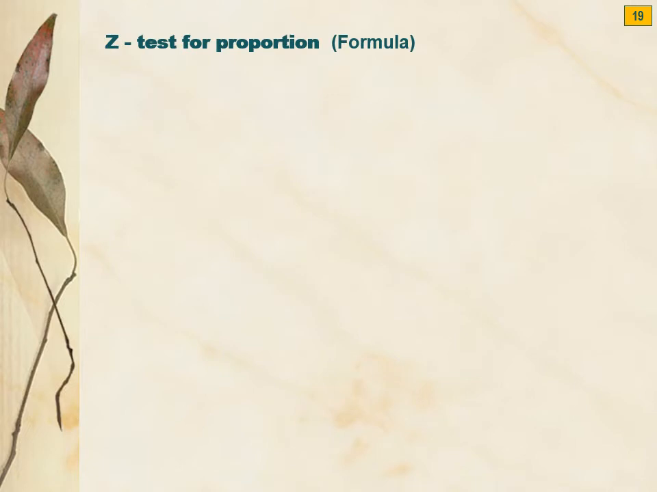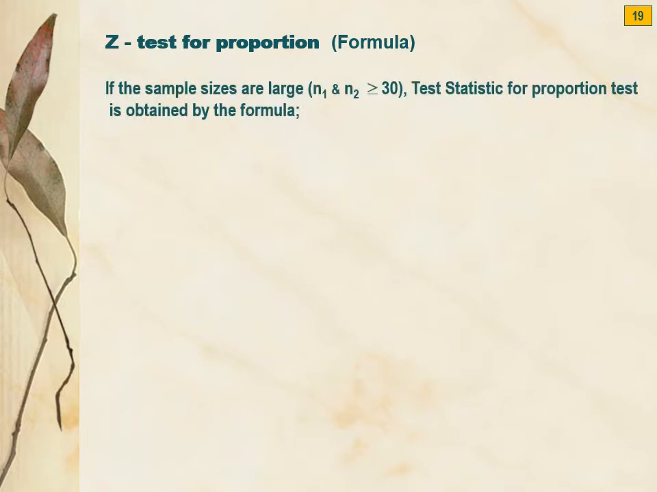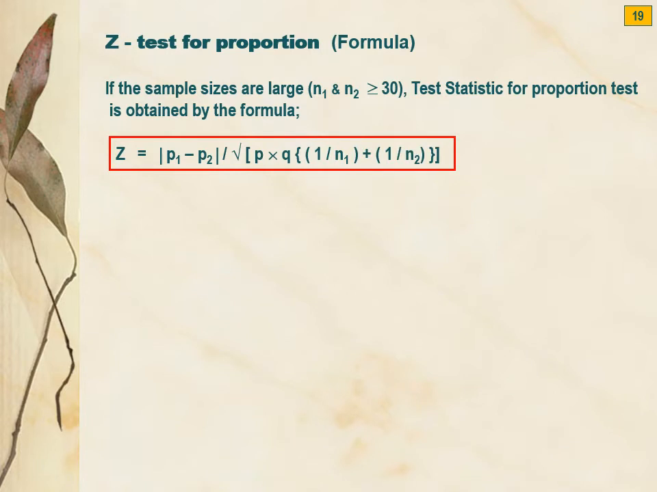Slide number 19. Z test for proportion. The formula for this test. We discussed in the last slide that this is used to compare two samples from different populations, when we want to compare the proportion or the prevalence of a certain disease or certain characteristic. If both the samples are 30 or above, then the formula for that test is given as P1 minus P2 over the square root of P into Q times (1 over N1 plus 1 over N2). Remember, that is a standard normal variate.